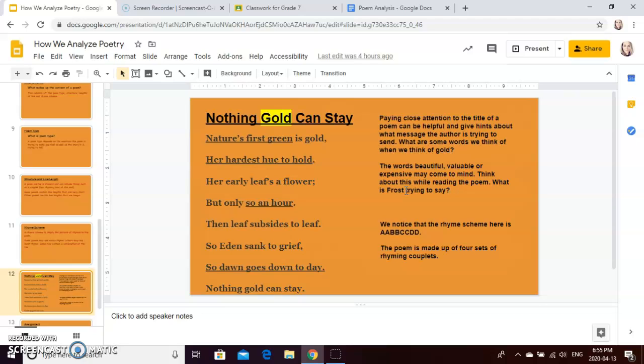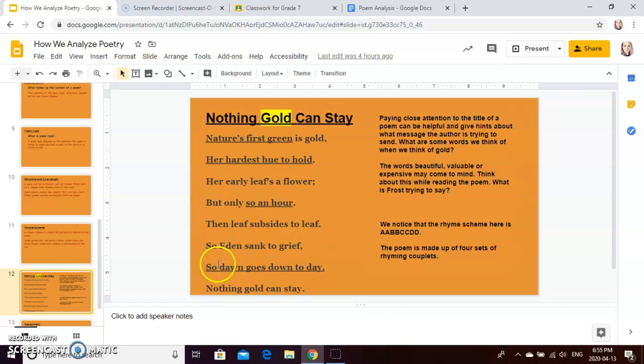when it is spring and all of the new green is coming to the plants and the flowers are blooming, those bright hues are the hardest ones to hold because they don't last very long. As he says down here, he refers to only so an hour, meaning that to him, this time when nature's first green comes, it feels like a very short amount of time.